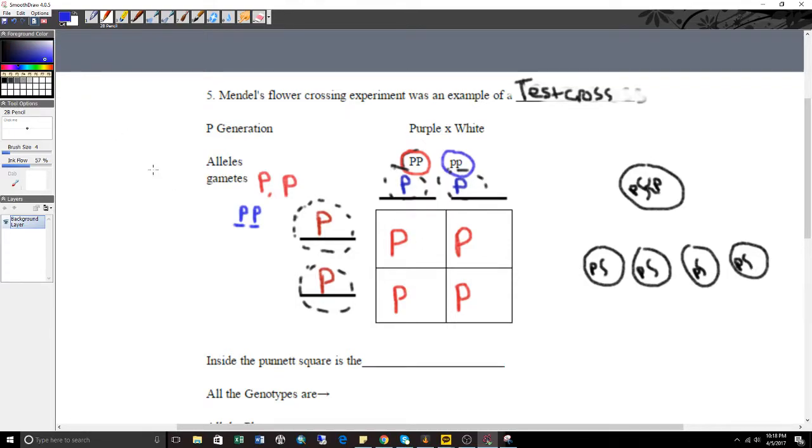Now when fertilization happens, the other parent has 4 gametes too, and all of them have the little p. Now they come together and formation happens. Once that fertilization happens, we now have our plant. This is going to represent 1. Fertilization happens, and we have our chromosomes.